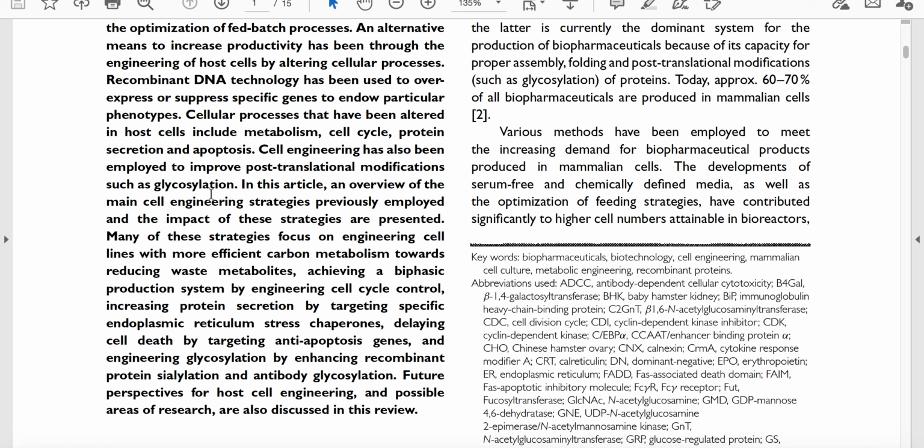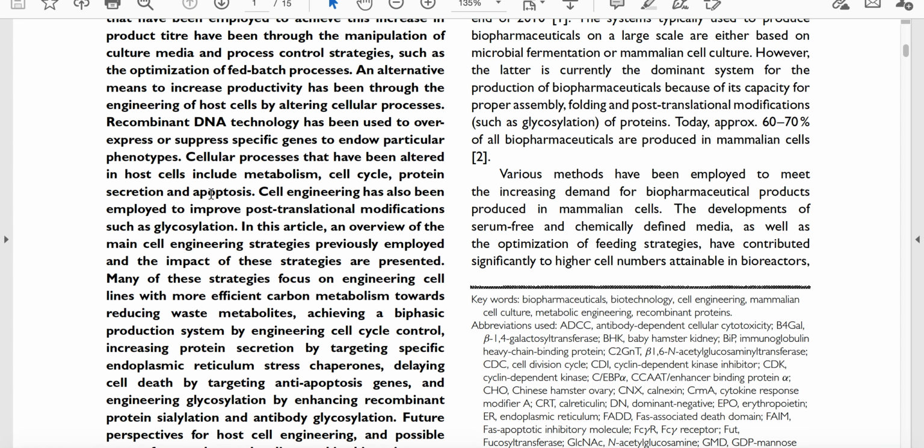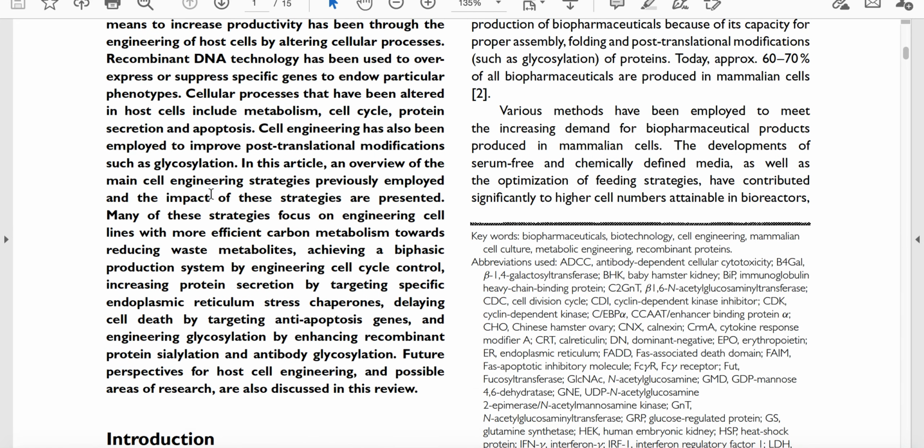delaying cell death by targeting anti-apoptosis genes, and engineering glycosylation by enhancing recombinant protein sialylation and antibody glycosylation. Future perspective for whole cell engineering and possible areas of research are also discussed in this review.